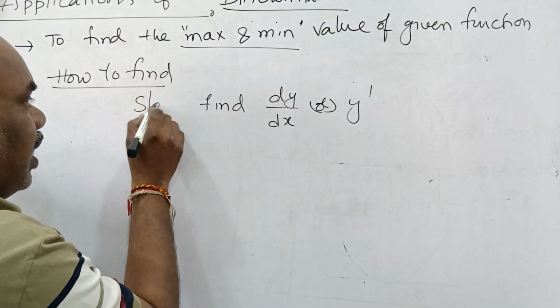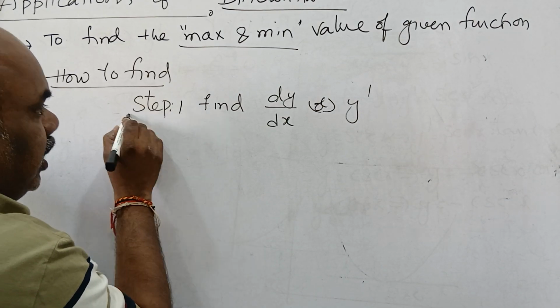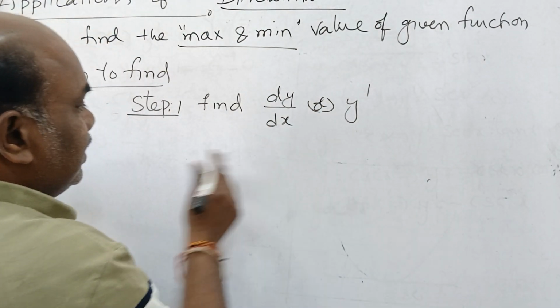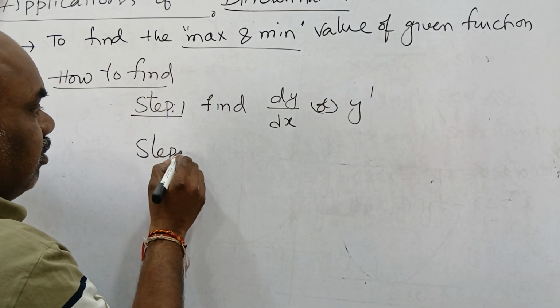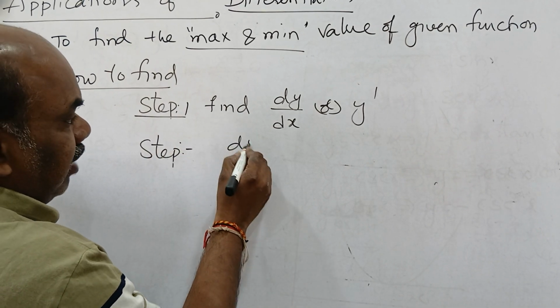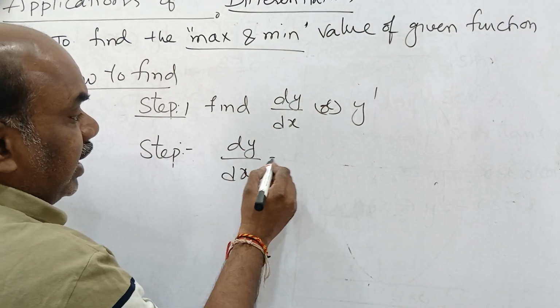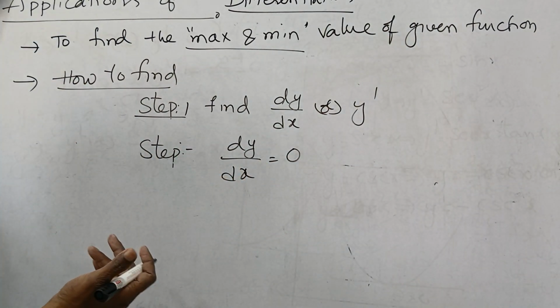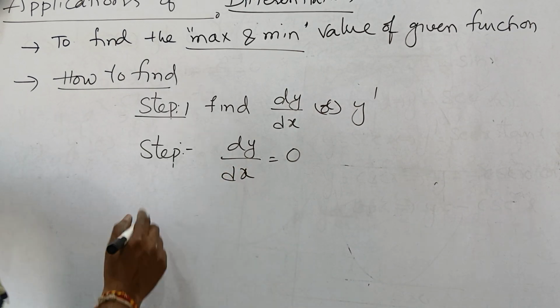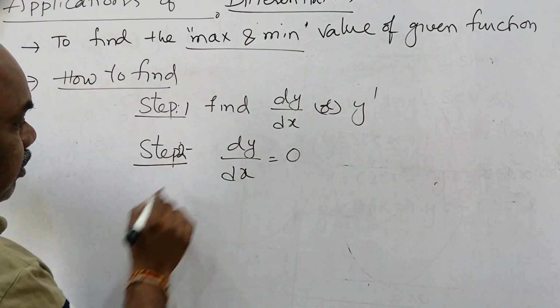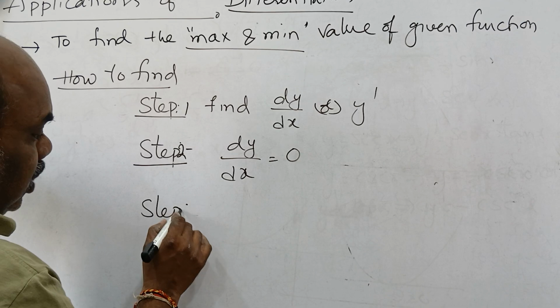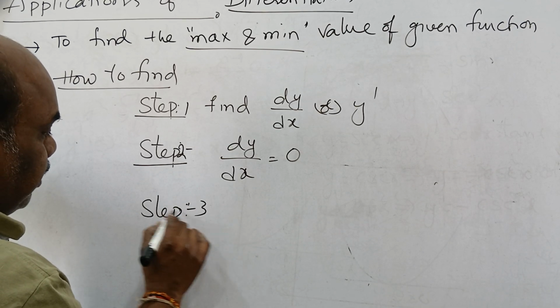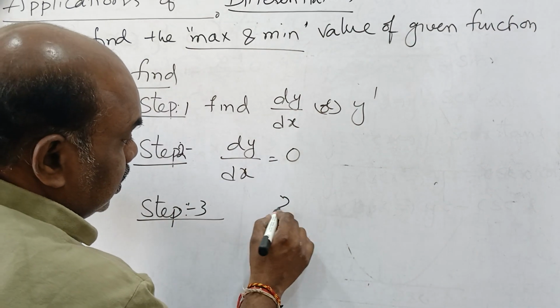This is step 1. Step 1, what should we do? We have to find dy by dx. Step 2, equate it to 0. This dy by dx value equate to 0. Why? Because slope is 0. కాబట్టి 0కి ఈక్వేట్ చేయండి. You will get 2 values beta. This is step 2. Step 3, you will get 2 values.